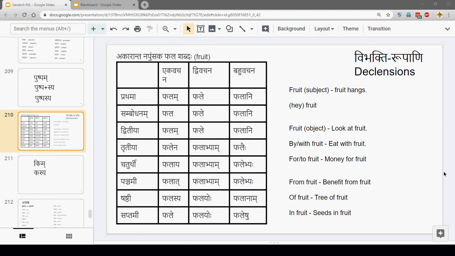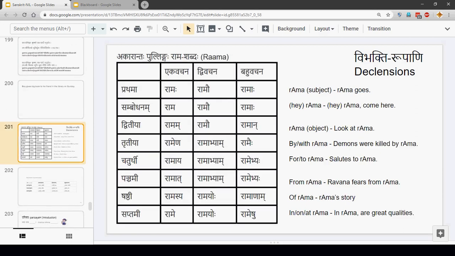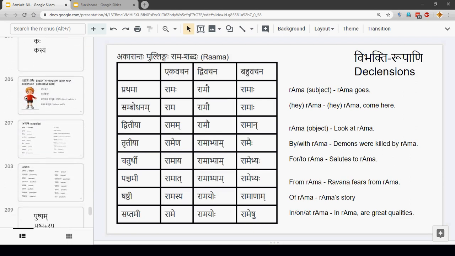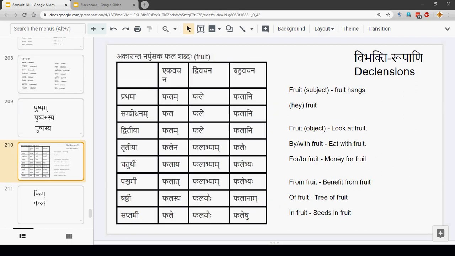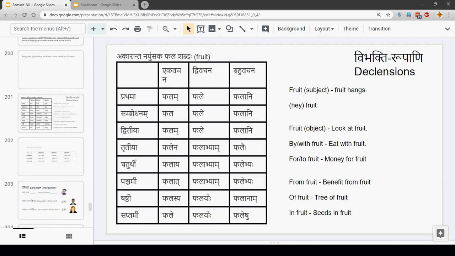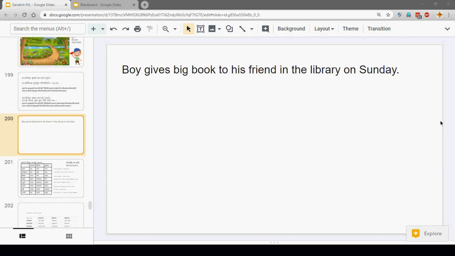In this case, for example, if you look at the Rama table, the first case form and the second case form are different in the singular. So in the sentence we will easily come to know. But if you are using a neuter word like phalam or pustakam, the first case and the second case forms are exactly the same. So only by reading the sentence will we be able to know whether it is a subject or an object. So let's continue this example.